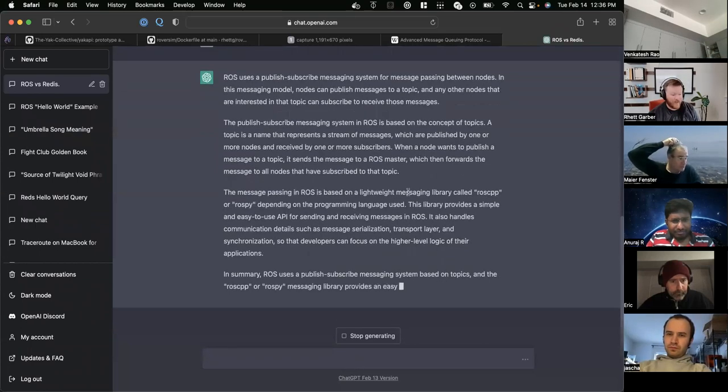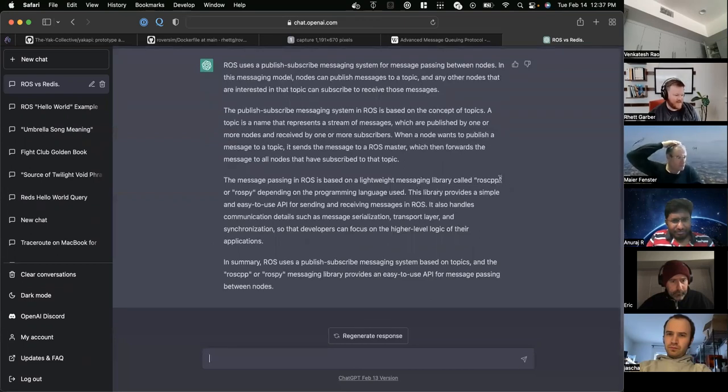Well, it's at least a lightweight messaging library. ROS CPP. Oh, these are the libraries that you would use. These are just libraries, yes. Okay. I don't know. I think Anurag is right.